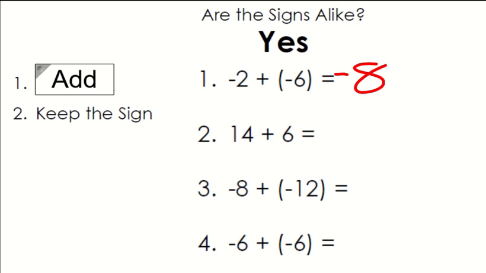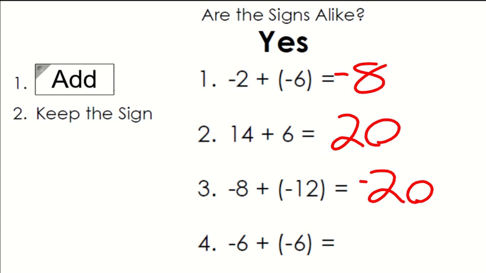Number 2, Chastity. 20 is correct. You better get that one right. That one's your elementary school math. That was positive plus a positive. Number 3, Sydney. -20. We got -8, -12. We add those, that makes 20. Keep the sign, that makes it negative.